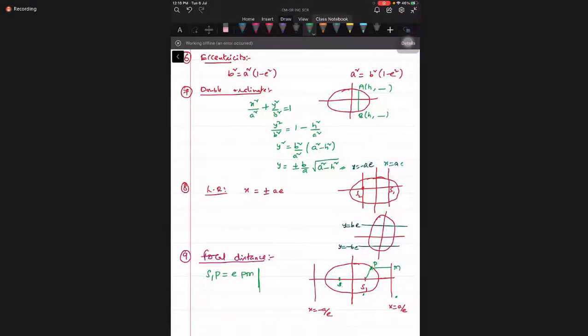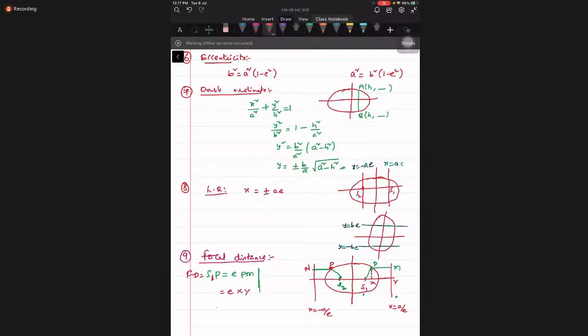Suppose you are taking the focus for calculation, then you need to use the directrix. Got it, all of you? Yes. So S1P, the focal distance, is that S1P. So for S1P I need PM.